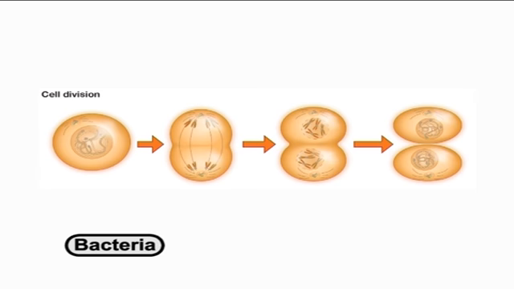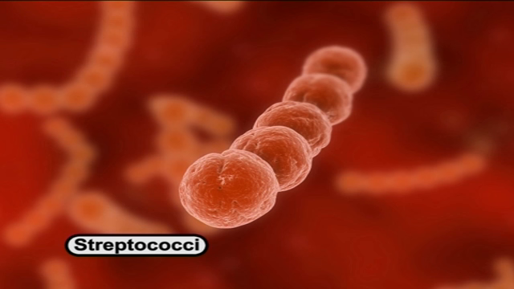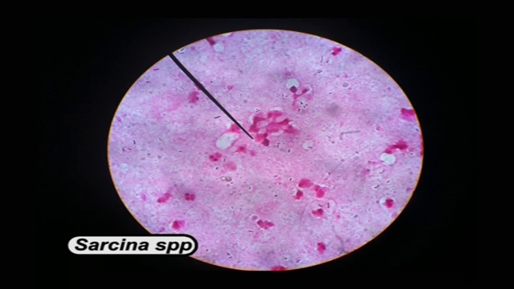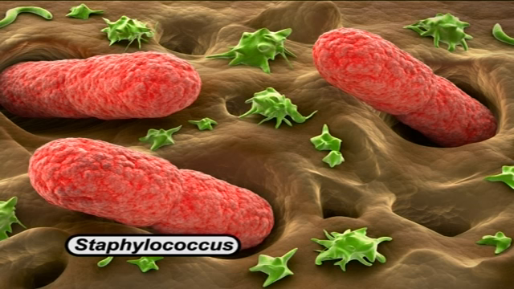If cell division occurs in bacteria which are in chain form, for example, streptococci, these cells remain together. If the next cell division takes place at right angles to the plane of the first division, it appears as tetrad, for example, Pediococcus species. If division occurs in their plane, it results in a group of 8 cells, for example, Sarcina species. If cell division takes place in different planes, it may result in a bunch of cells like in the case of Staphylococcus as shown in the figure.